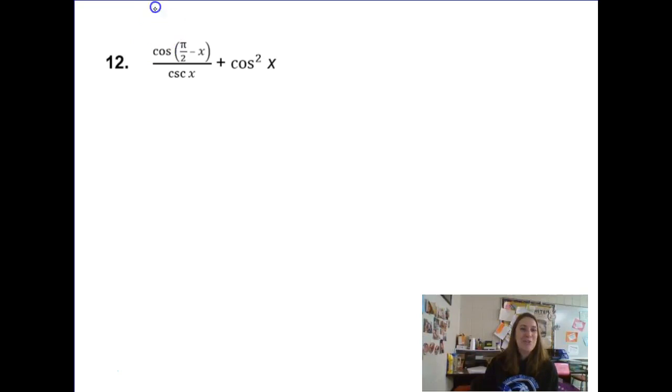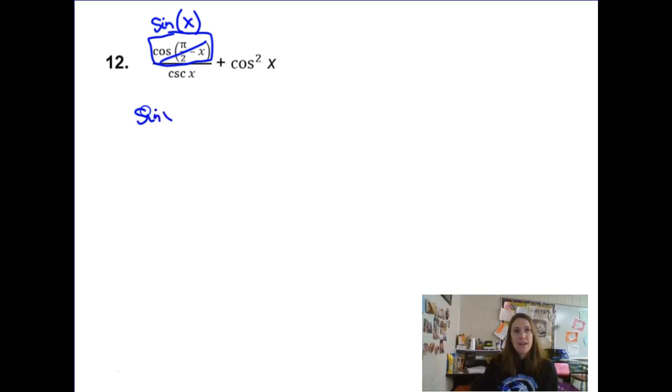Alright, so the cofunction property we had in the front of the notes, remember, cosine is a cofunction buddy to sine, so the cosine of a complement is the same as the sine of the original angle x. So there's that trade. And then cosecant is 1 over sine.